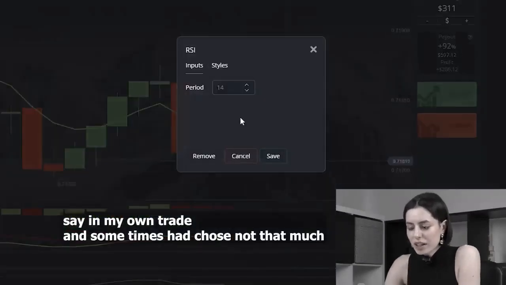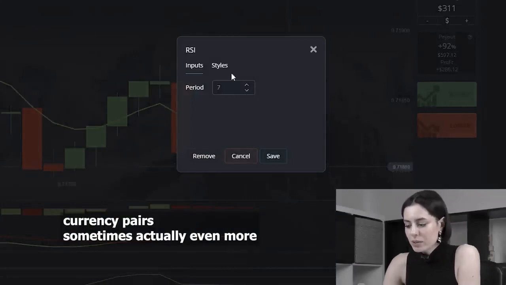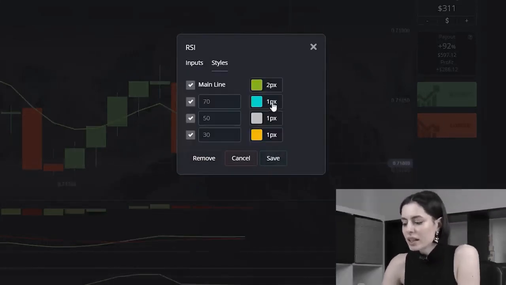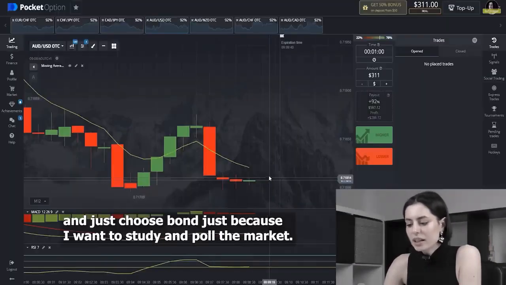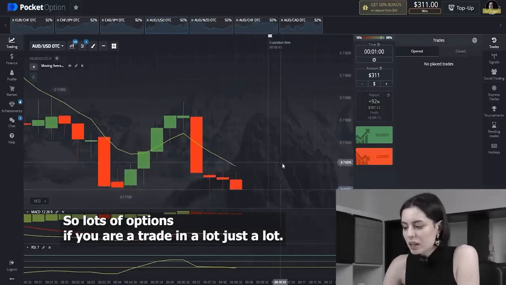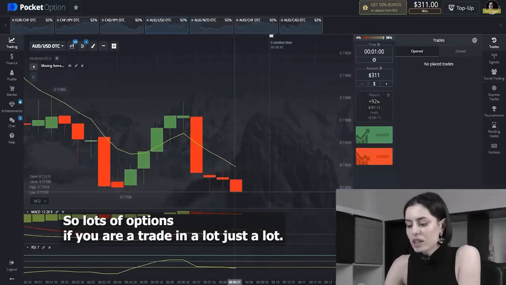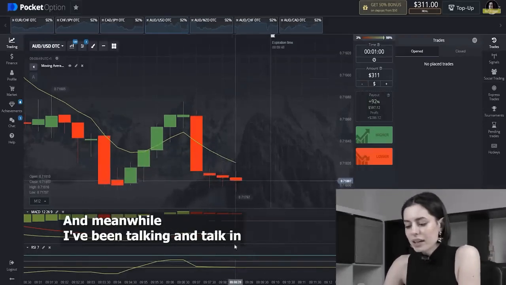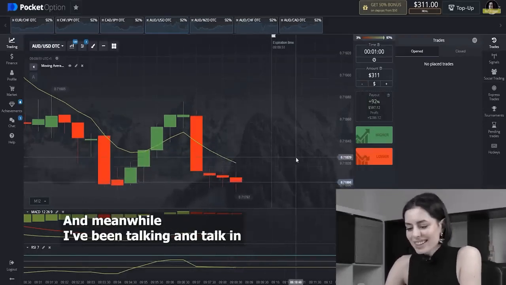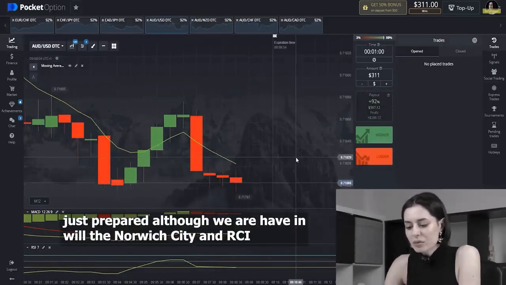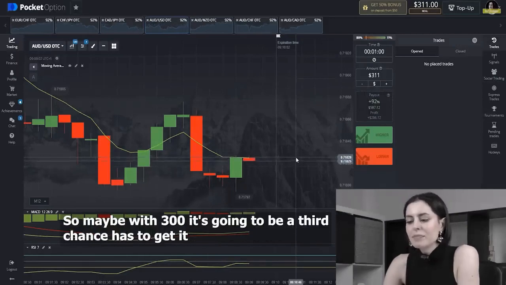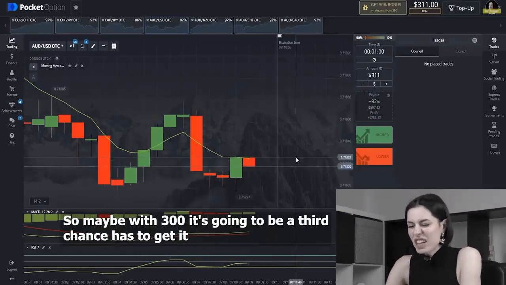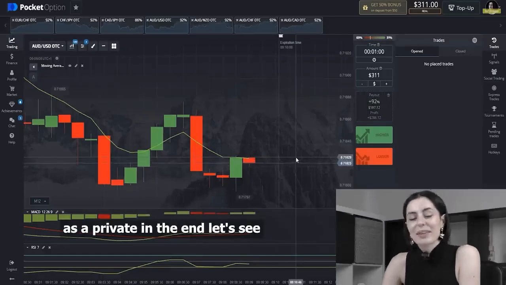And I must say, in my own trading, sometimes I choose fewer currency pairs, sometimes even more, and it's quite different. Sometimes I choose just one because I want to study and follow the market. So lots of options if you are trading a lot. Meanwhile, I've prepared what we are having: moving average, MACD, and RSI, quite predictable and stable indicators. So maybe with 300, it's gonna be our chance to get a profit in the end. Let's see.